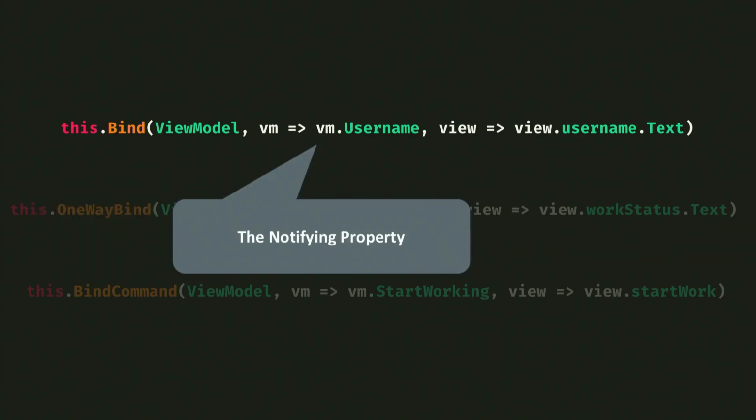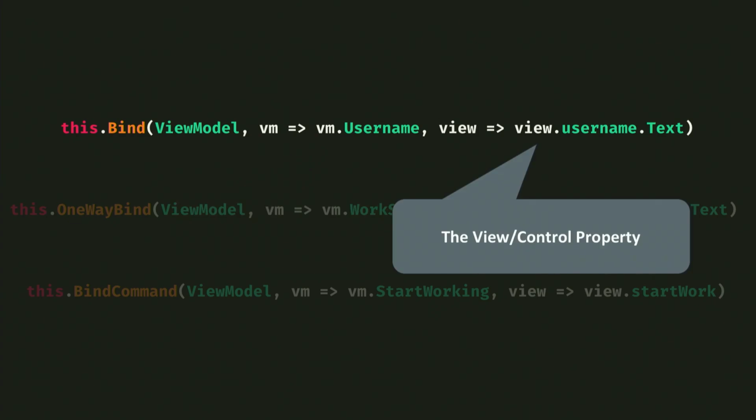The second parameter is going to be the notifying property. So I want to know anytime my username property changes. And then finally, I'm going to say I want to bind this to something else. In this case, the view is going to be the actual view that's hosting this, and I want to update my username text property, right?